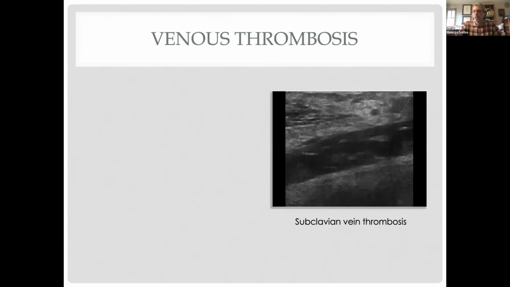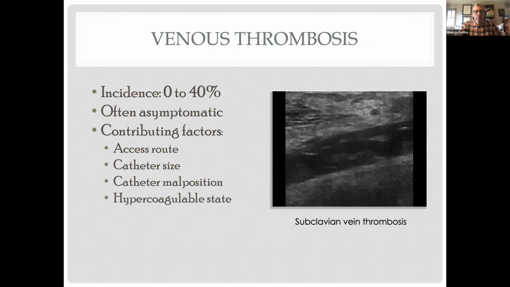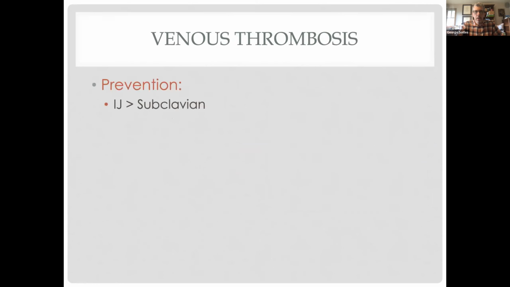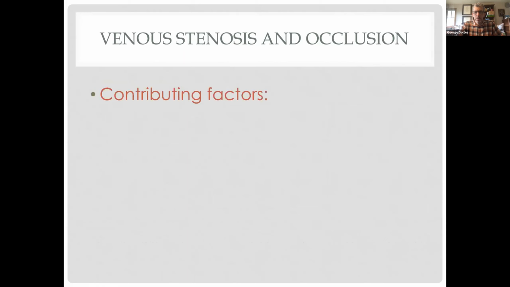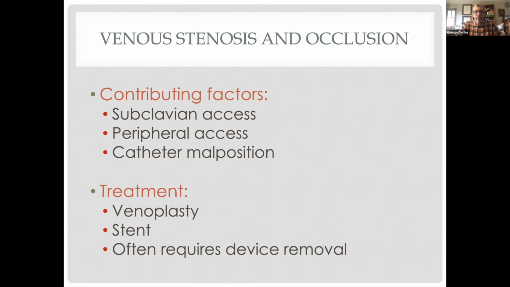So venous thrombosis and stenosis and occlusion, we're going to skip over. Bigger catheters, hypercoagulable states, and your access route, subclavian versus IJ, cause it. You prevent it by not doing those things. I'll show you some fun pictures.